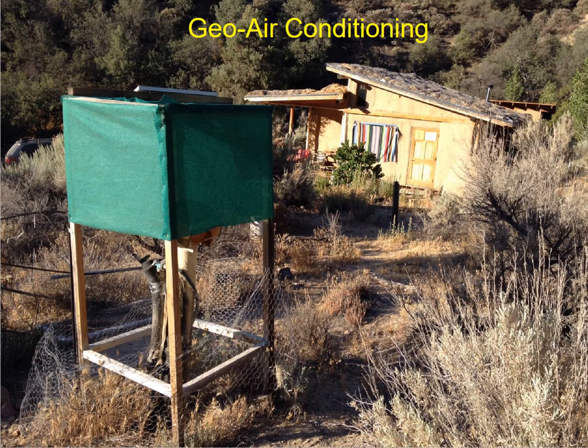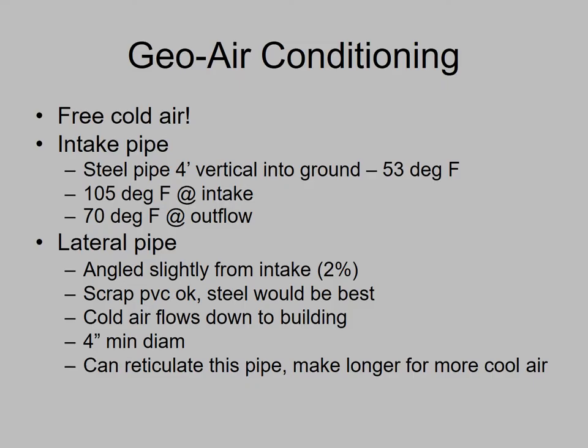And then on the roof of the house, you can see a little pipe sticking out. That's where the hot air comes out, and the hot air coming out of the roof pulls in air at this little structure with the green cloth. So passively, hot air is coming out of the house, pulling in the cooler air underground, and it's keeping the house cooler overall.